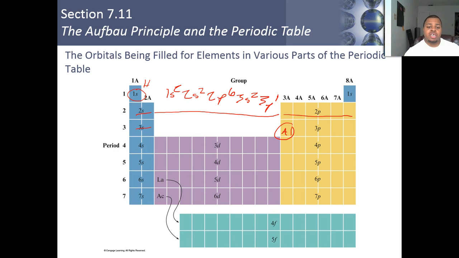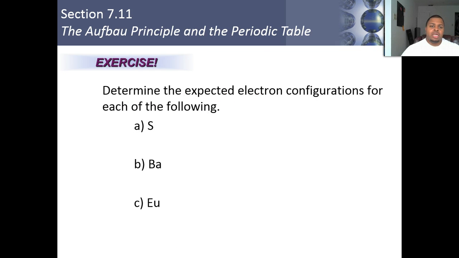Now, as you continue to go down, we'll add more and more to this. And I want you to realize it's not anything too crazy, okay? But I want you to take your time and look through these examples, and I believe it should start to work itself out. Now, if we wanted to look at the example that we have here, determine the expected electron configuration for each of the following.